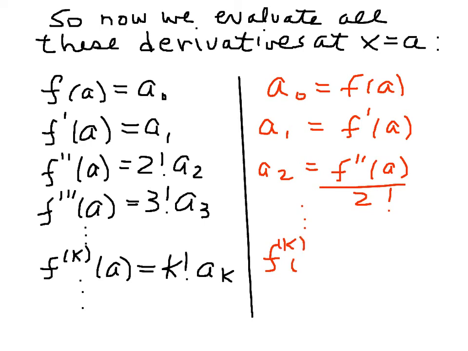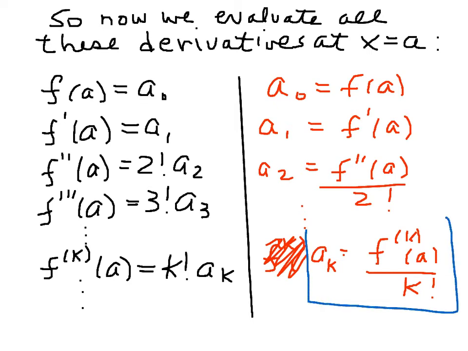Let's start again. The a sub k is equal to the kth derivative evaluated at a over k factorial. That is the big deal, and that really is the heart of this. That tells us how to get the coefficients on the Taylor series.